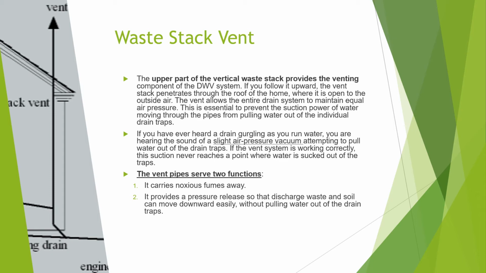This is essential to prevent the suction power of water moving through the pipes from pulling water out of the individual drain traps. If you have ever heard a drain gurgling as you run water, you are hearing the sound of a slight air pressure vacuum attempting to pull water out of the drain pipe. If the vent system is working correctly, this suction never reaches a point where water is sucked out of the traps. The vent pipe serves two functions. It carries noxious fumes away, and it provides a pressure release so that discharge, waste, and soil can move downward easily without pulling water out of the drain pipes.